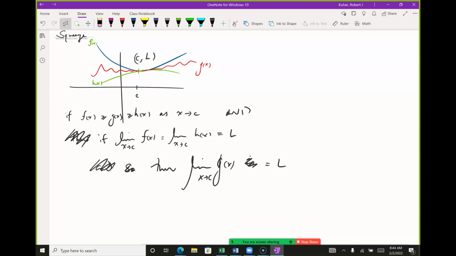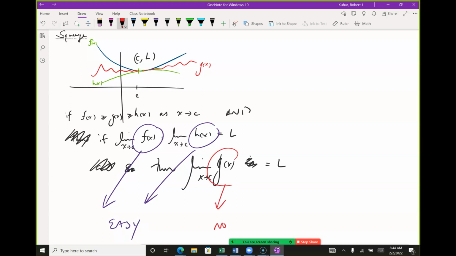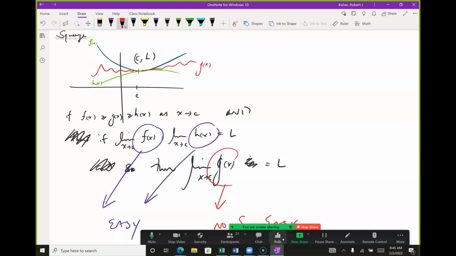We get the idea. If that upper function goes to a limit L, the lower function goes to a limit L, right? So the upper and lower go to the same height, then that inside function has to go to the same height. And what's going to be special about this is it's going to be easy to find these two limits. These are easy. And this one's not so easy. So if I can find the easy limits, then I've got the not so easy limit.